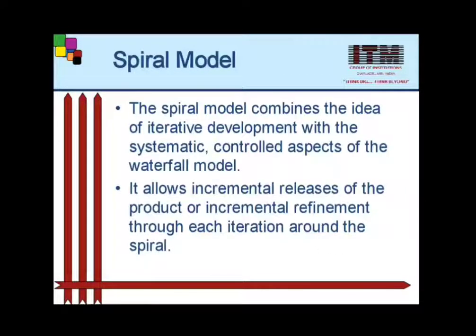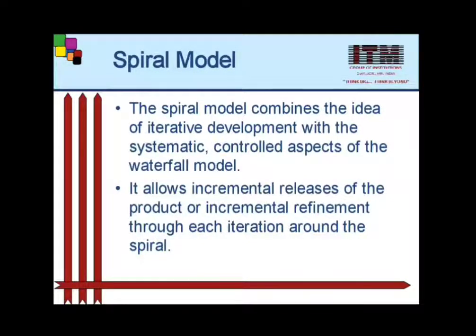So first of all, what is the spiral model? Basically, the spiral model combines the idea of iterative development with the systematic control aspects of the waterfall model. It is based on the evolutionary approach, and it was proposed by Boehm.